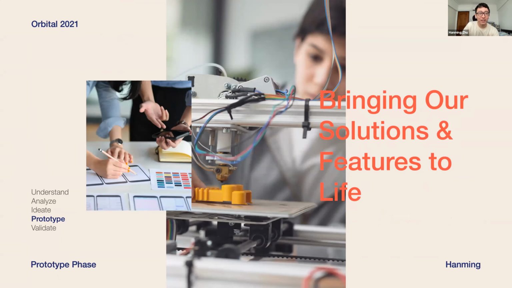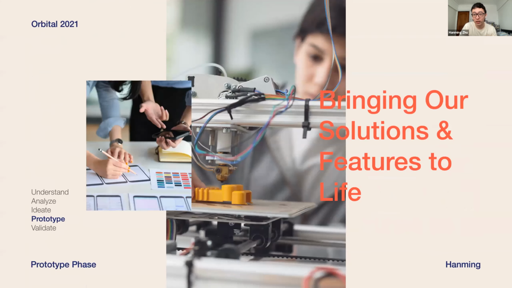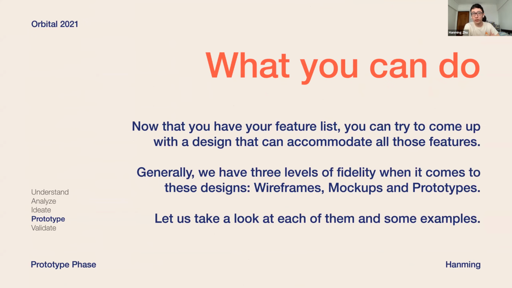Okay. So after you have ideated, you have come up with a list of features and so on. You might be wondering, so what to do with these features? That is where you want to prototype. You want to bring these solutions and features to life. So how should we bring the solution features to life? Once again, it's a how question. What you want to do is come up with a design that can accommodate all these features. Let's say just now we voted, and we say maybe we want to do the top 5 features out of this whole ranking of features.